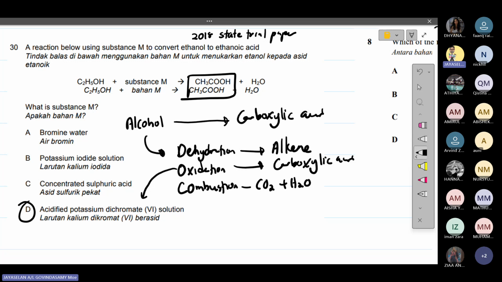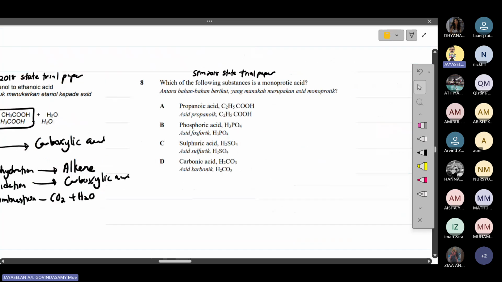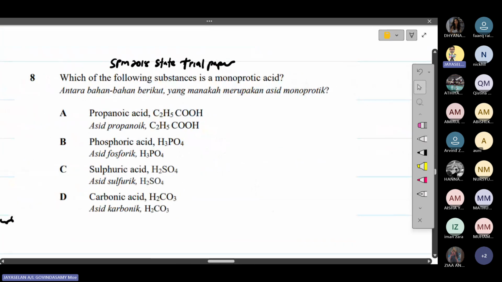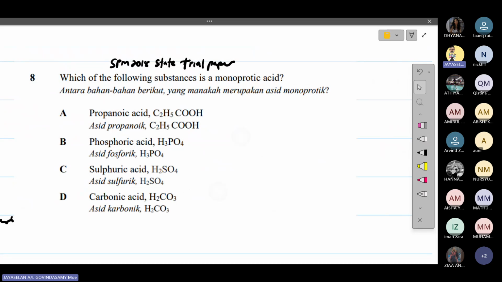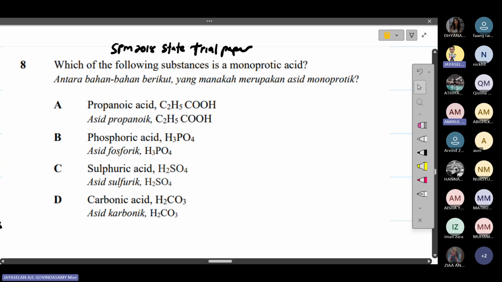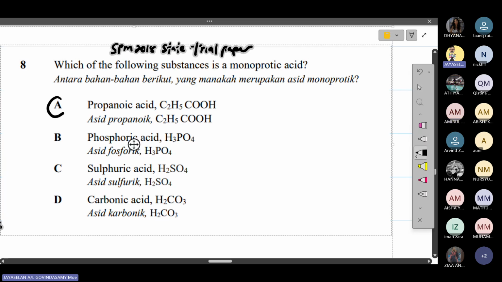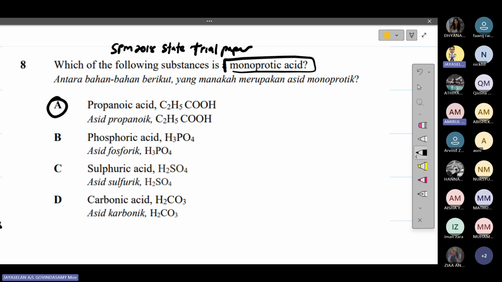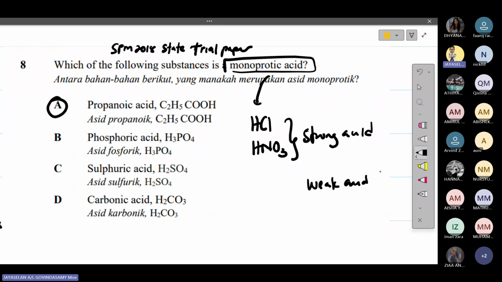Very easy. Okay, all of you, don't be shy to give answers. If you don't know, just guess first. Okay, this one, monoprotic acid. Who wants to give the answer? Amirul, can you give me the answer? A, Nikhil? A, very good. Always remember. Monoprotic acid, for strong acids there are two: hydrochloric acid and nitric acid. And the weak acid, which one is monoprotic acid?